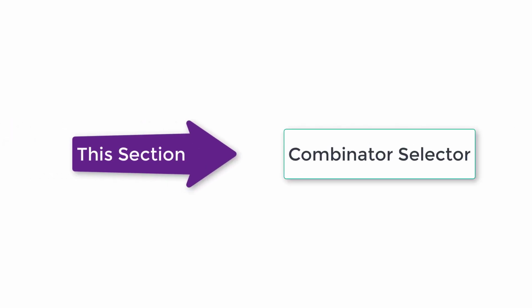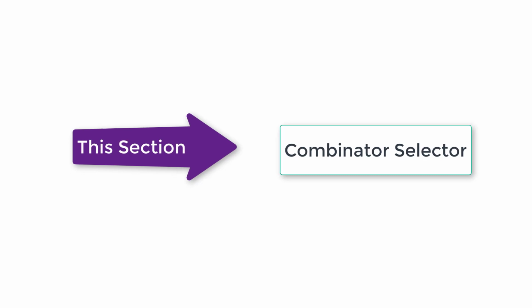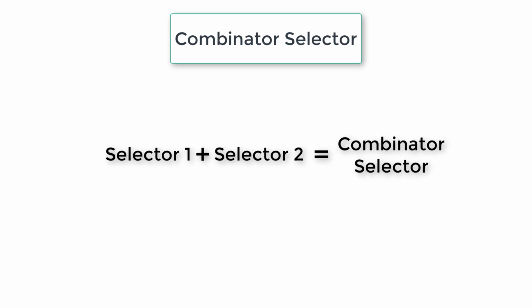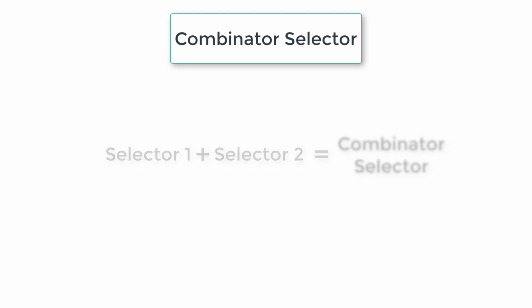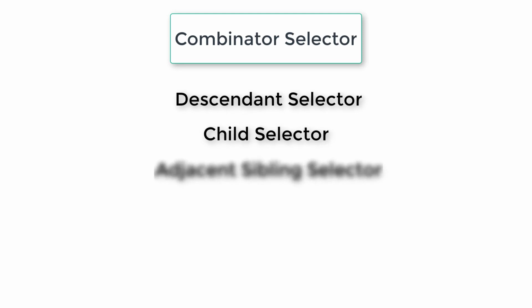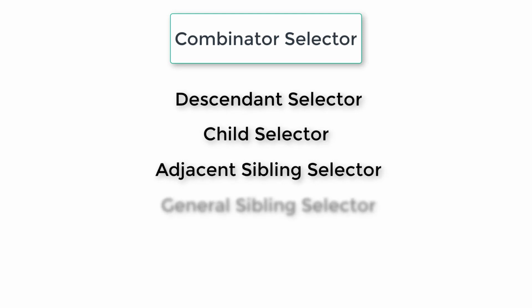In this section, we will learn to use Combinator Selector. When a CSS selector contains more than one simple selector, it becomes a Combinator Selector. There are 4 types of Combinator Selectors. They are Descendant Selector, Child Selector, Adjacent Sibling Selector, and General Sibling Selector.